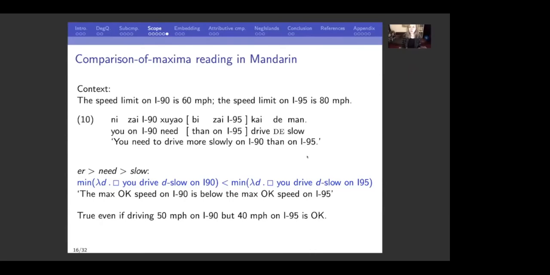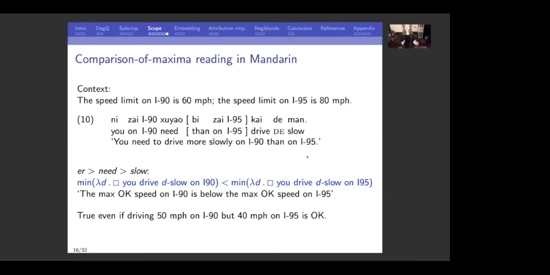The minimum degree to which you need to drive slow on I-90 is the minimum degree such that in all possible worlds, you don't drive that fast. So it boils down to saying that the maximum acceptable speed on I-90 is below the maximum acceptable speed on I-95. So that would be a comparison of maxima reading.